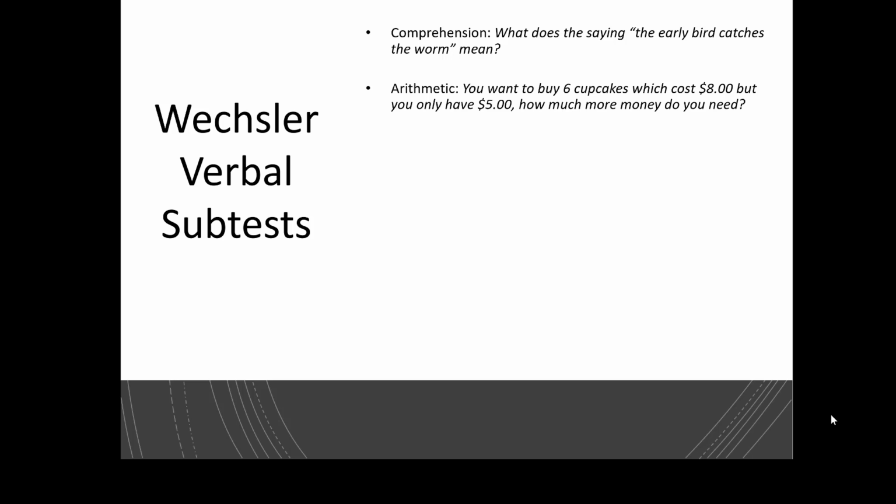In the arithmetic subtest, you might see a typical calculation problem, such as you want to buy six cupcakes, which cost $8, but you only have $5. How much more money do you need? In the similarities, you'll either receive two words or two images, and you'll be asked, how are these two things alike? For example, how are a pen and a pencil alike? In the digit span, you'll be asked to repeat back a series of numbers, either in the same order or backwards.